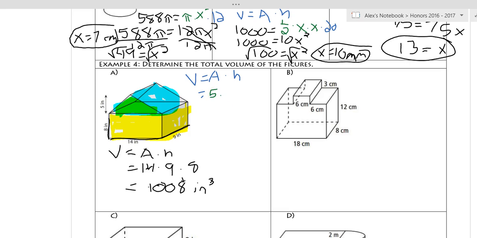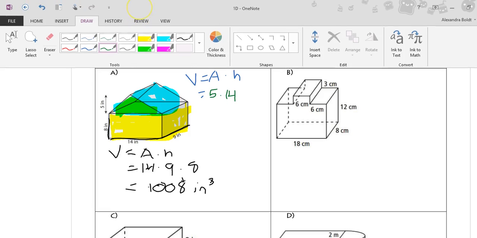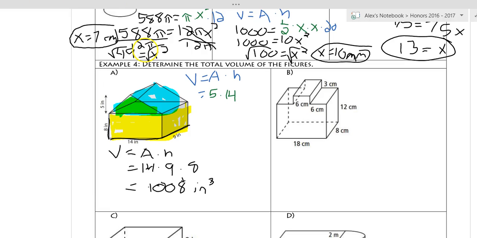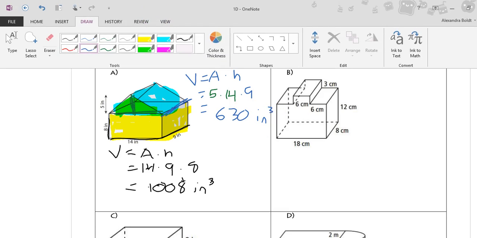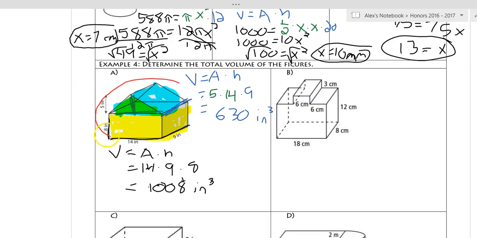The length of the triangle is 14. Right? So I'm taking those two measurements, 5 and 14, and I'm multiplying it by my height, which is 9. So the volume of this figure is 5 times 14 times 9. When I multiply all those together, I get 630 inches cubed.